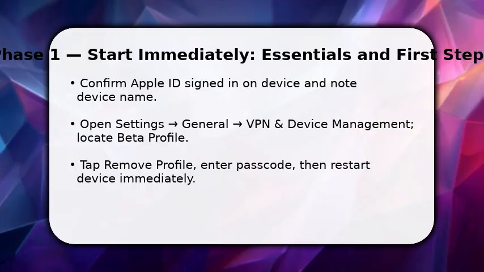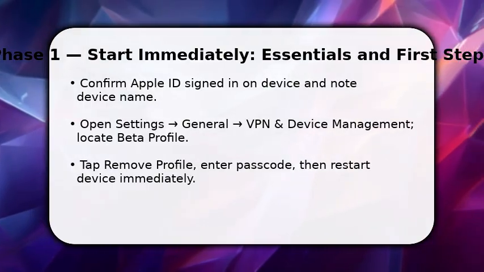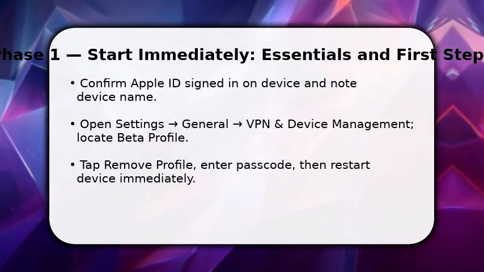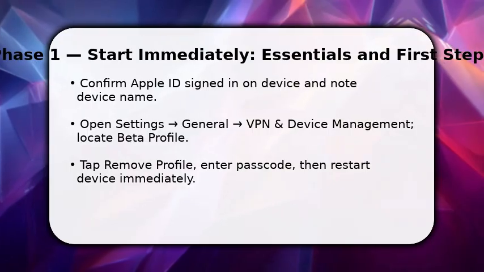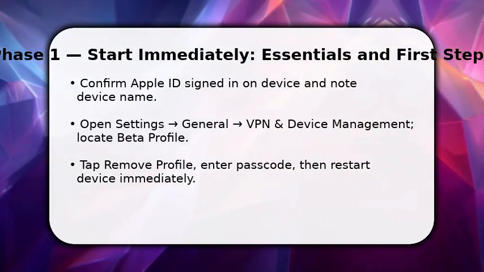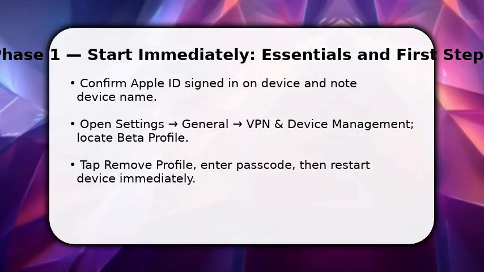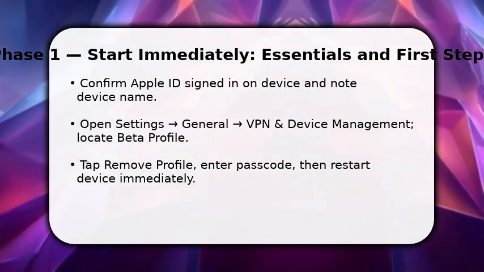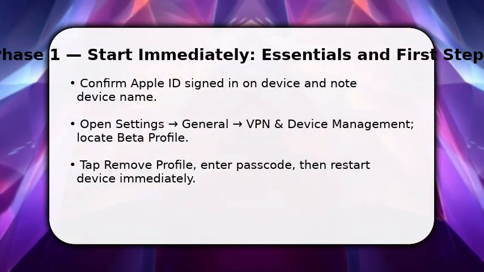Enjoy the video. You start by removing the beta profile from the device itself, because the profile is what enrolls you. First, confirm you're signed into the Apple ID tied to the beta. Then go to Settings, General, VPN, and Device Management, find the beta profile and tap Remove Profile. You may need your device passcode. Once done, restart the device to clear the profile from active system settings. This prevents future beta updates tied to that profile.